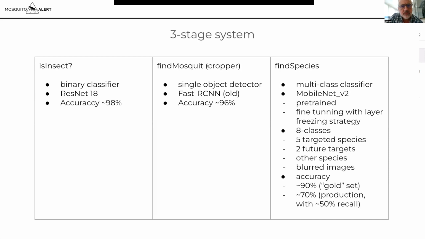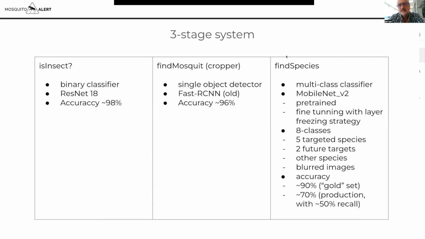Then we have this second filter, the cropper, which is a single object detector. It's based on a fast regional convolutional neural network. I know that this will probably sound like a very old algorithm to most of you, but okay, that's the one that we used when we started this project 2 years ago. But okay, it works also quite well, and we have an accuracy of roughly 96%.